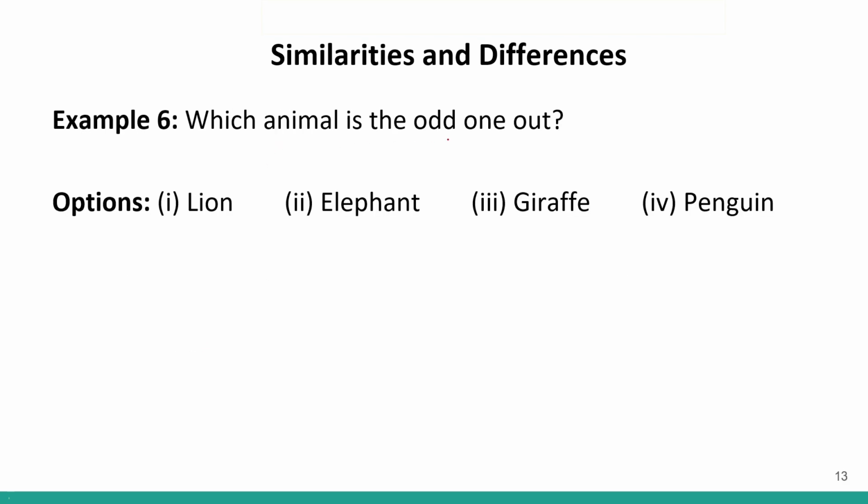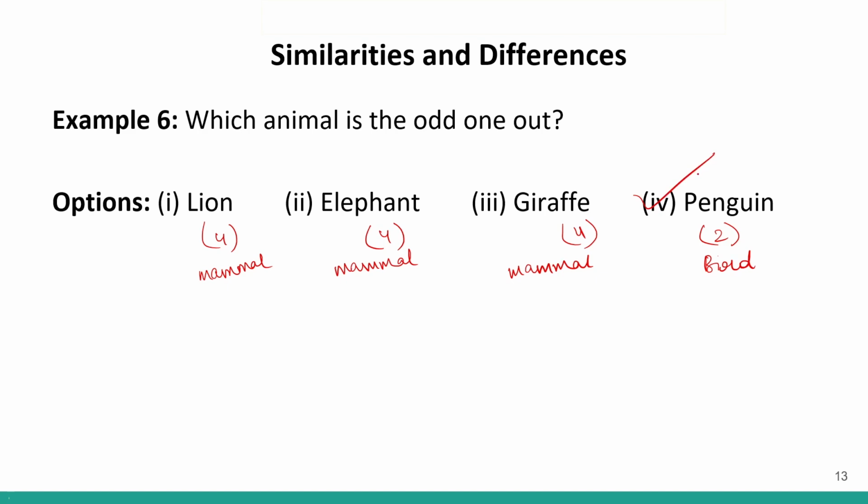Now, which animal is the odd one out? We have to find out. Lion, elephant, giraffe and penguin. Out of all the options, one logic is that a lion has 4 legs, elephant also has 4 legs, giraffe has 4 legs, and only the penguin is an animal which has 2 legs. The other logic is that a lion is a mammal, elephant is also a mammal, similarly giraffe is also a mammal, only penguin is an animal which is a bird. So answer will be option number 4, penguin.